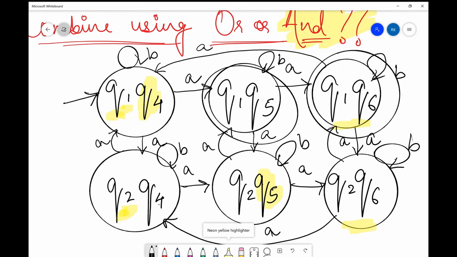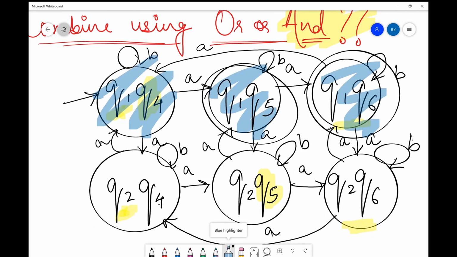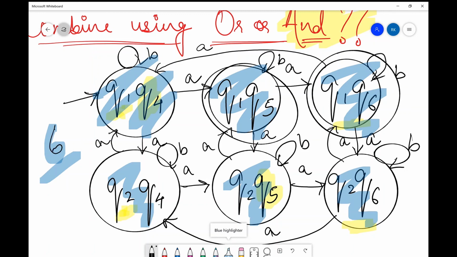The minimum number of states over here are how many? Just count them. 1, 2, 3, 4, 5 and 6. So there are 6 states. So 6 is our final answer. Just write 6 over here. 6 for this question, and that is the final answer.